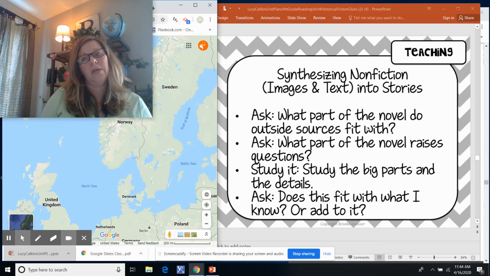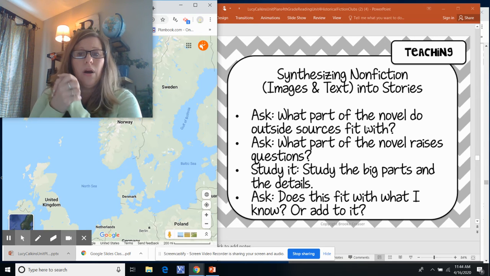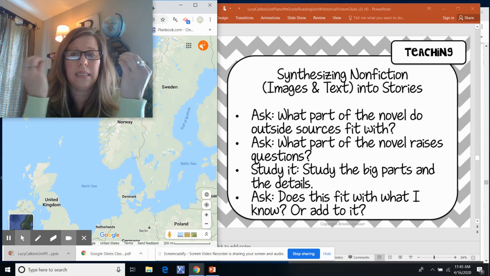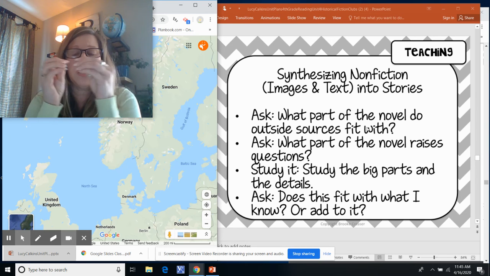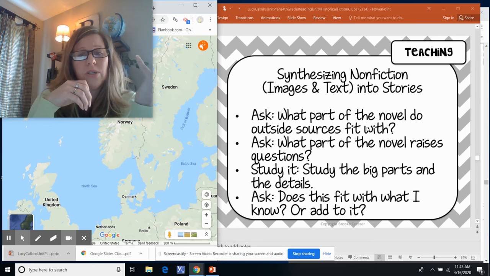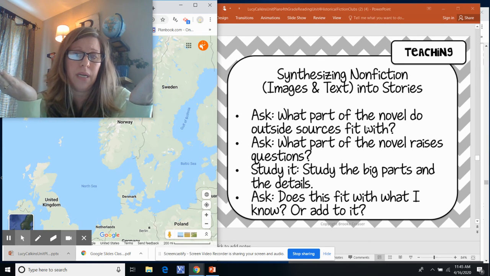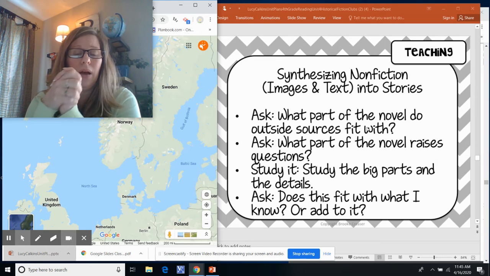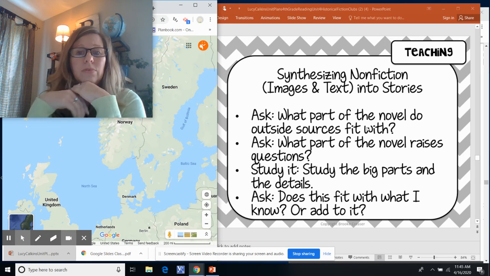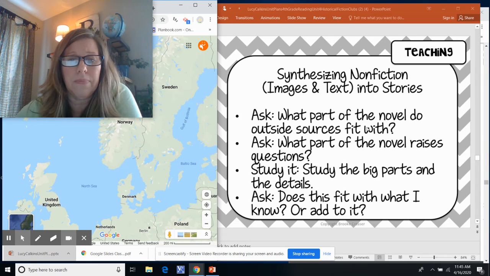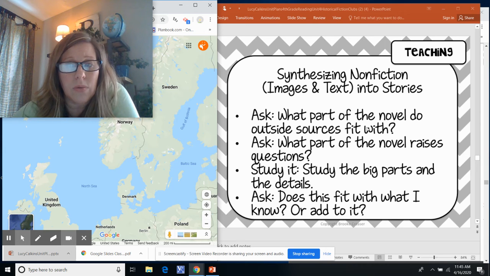So let's talk about this. Synthesizing, so combining nonfiction, so the images and text, and putting nonfiction into stories. So think about the nonfiction piece, that's the picture, and the text from the historical fiction book that you're reading. When you put those together, it helps you understand a little bit more. So you can ask yourself, what part of the novel do outside sources fit with? What part of the novel raises questions? You can study it. Study the big parts and then the details. And does this fit with what I know or add to it?